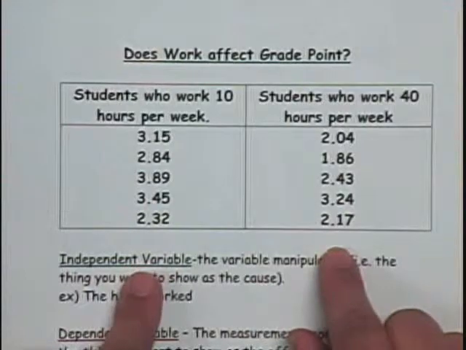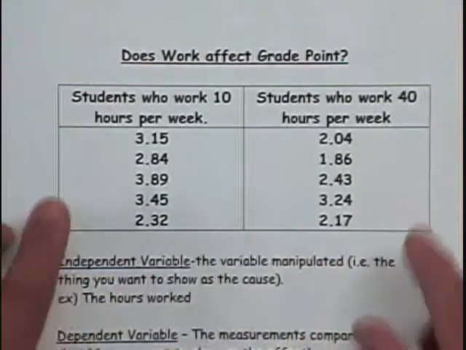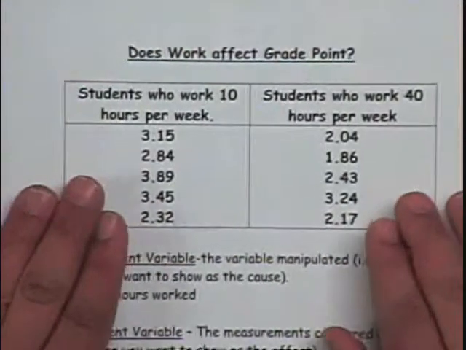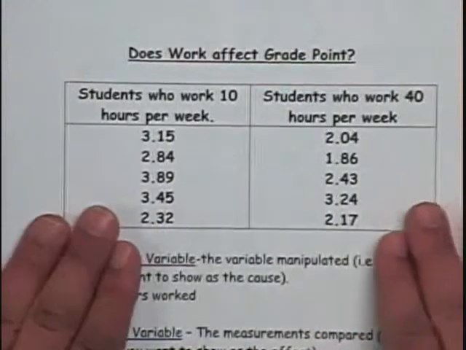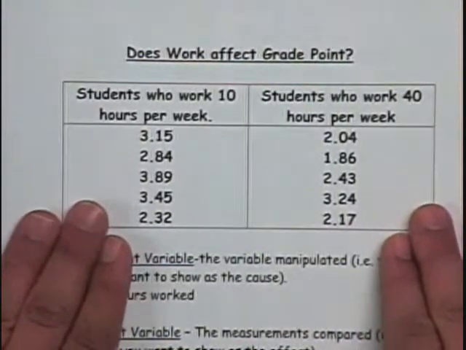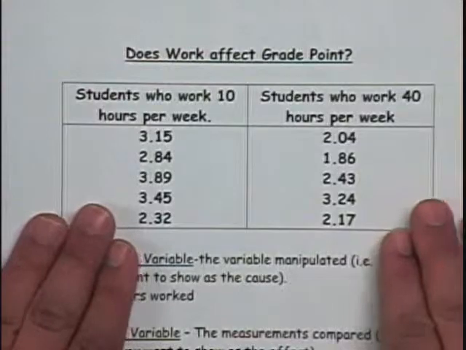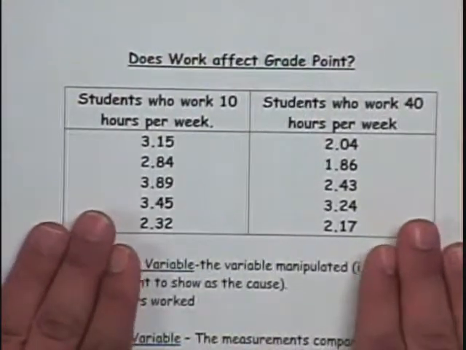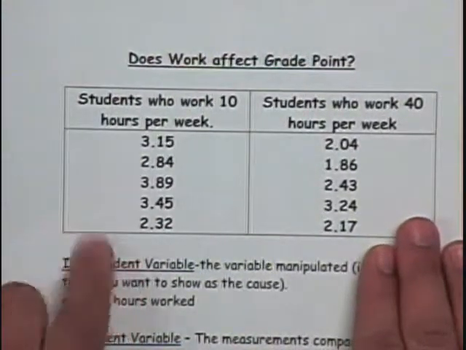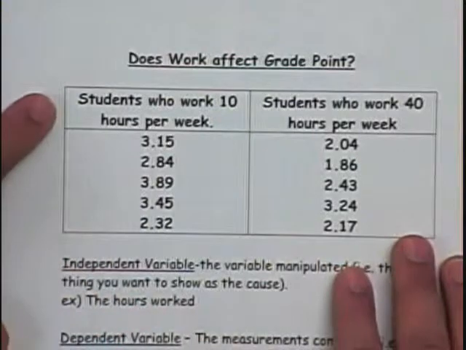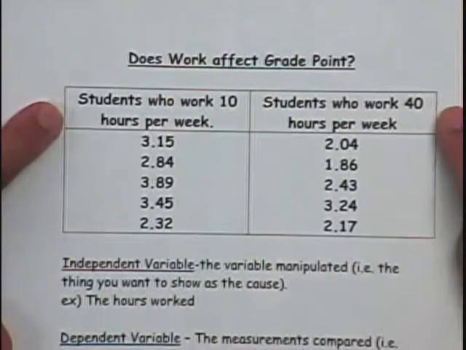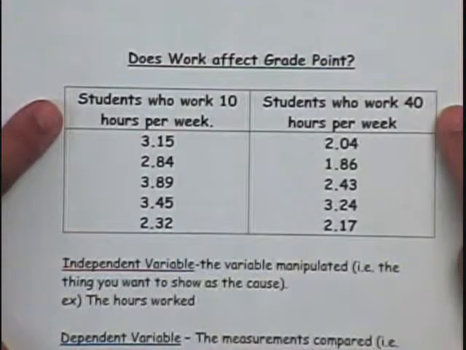And the idea is if I controlled any variable that would affect their grade point averages, if I kept them the same between both groups, then the difference between the groups would have to be the one variable that I changed, the one variable that I manipulated, which is the number of hours that they work per week.